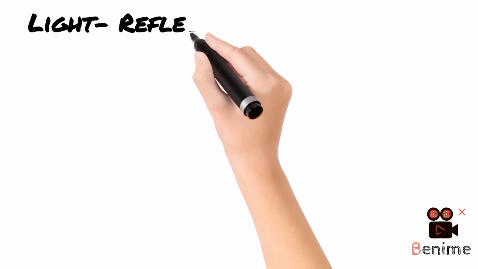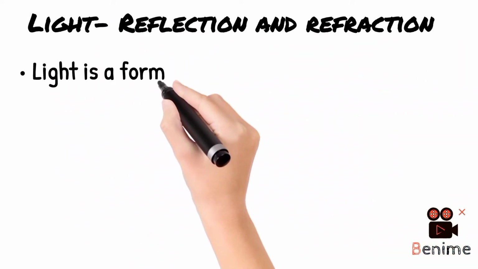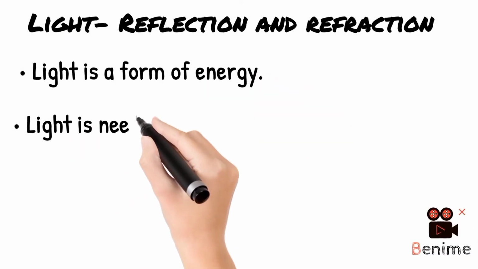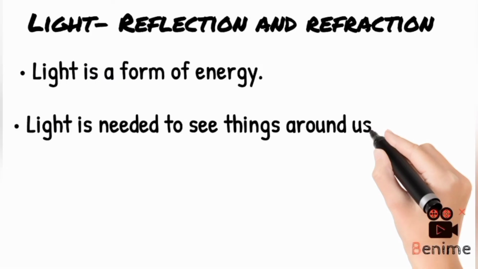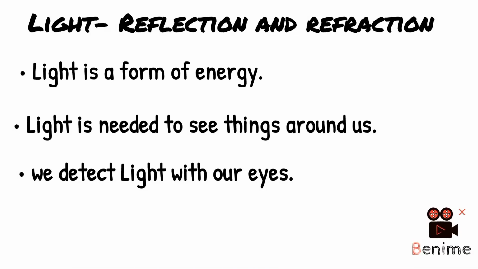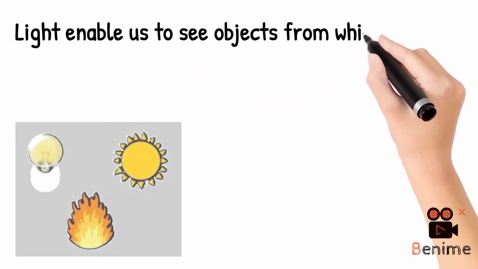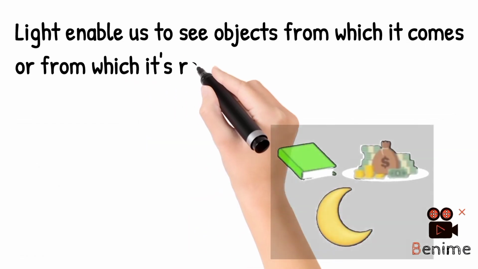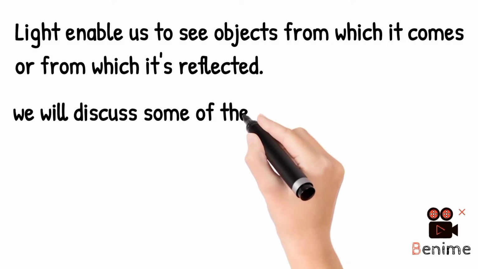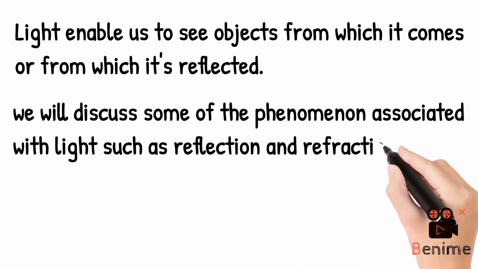Light reflection and refraction. As we know, light is a form of energy. Light is needed to see things around us. We can detect light with our eyes. Light enables us to see objects from which it comes or from which it is reflected. We will discuss some of the phenomena associated with light, such as reflection and refraction.